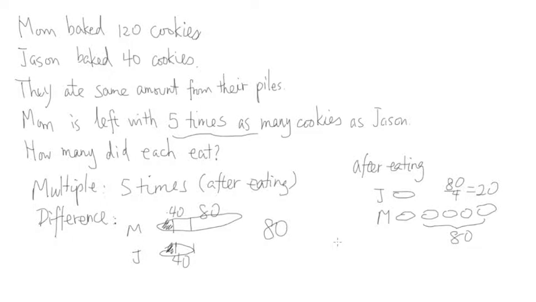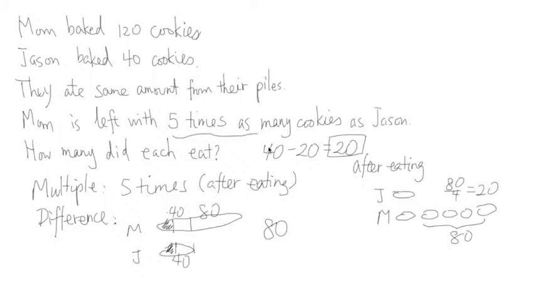So how many did each of them eat? Well, the answer is not necessarily given by this number, because this is how many Jason has left. And so the answer is you start with 40 cookies. Now, after eating, he is left with 20 cookies. And you take the difference, which happens to be 20 as well in this case. And so 20 is the answer. That's how many Jason ate. And Mom ate 20, left with 100. Jason left with 20. And 100 is 5 times 20.